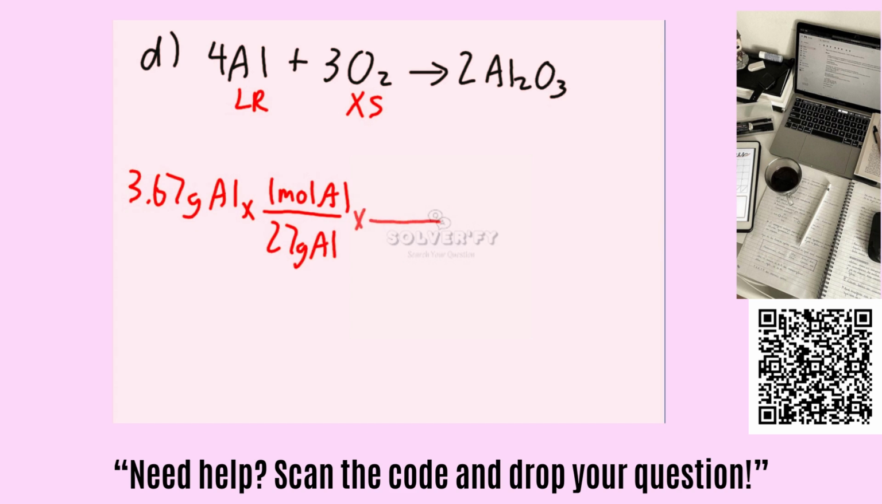Follow this up by our coefficient, which is 4. So we'll put 4 moles of aluminum in our mole ratio. And then our product has 2 moles, 2 moles of aluminum oxide. So I can go ahead and simplify this, divide each of them by 2, and I get 1 and 2.